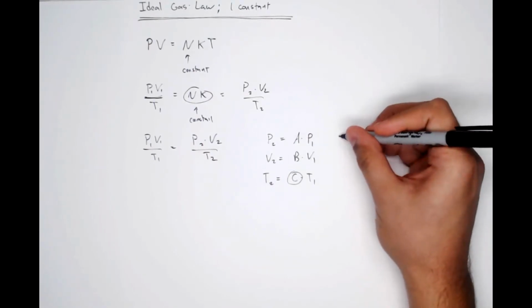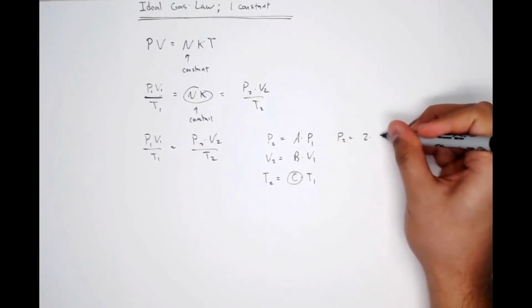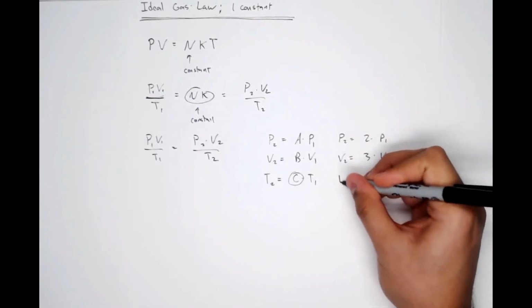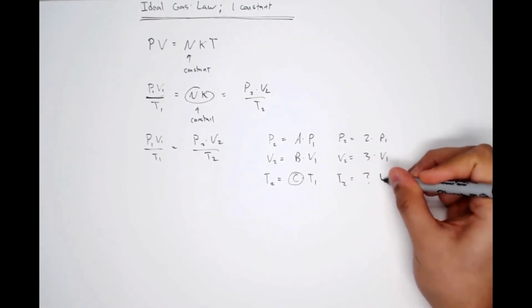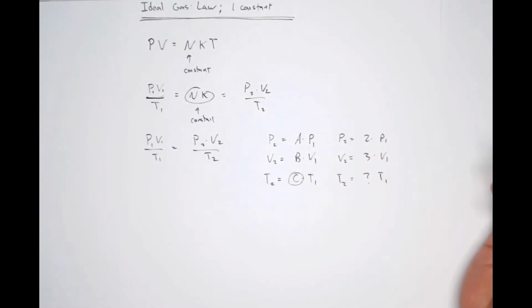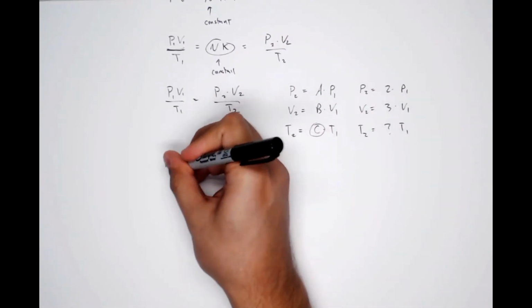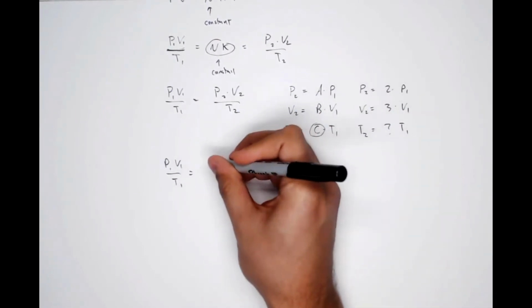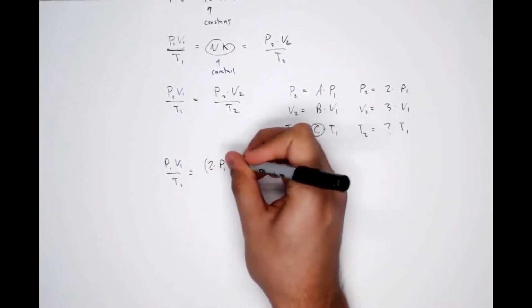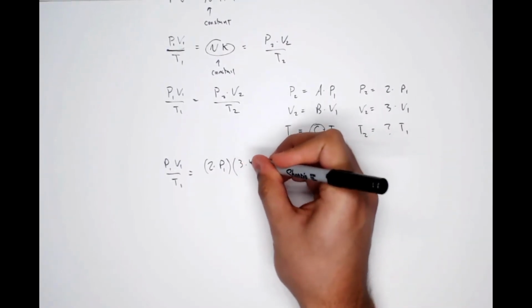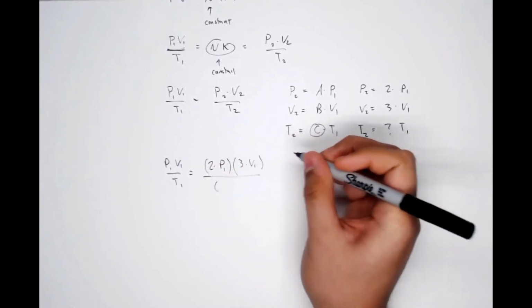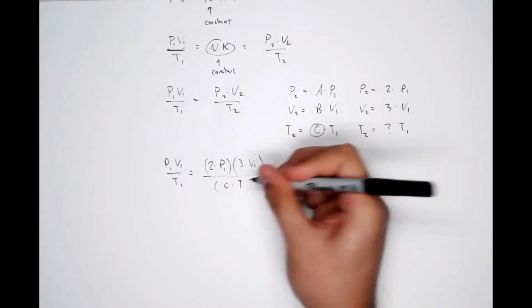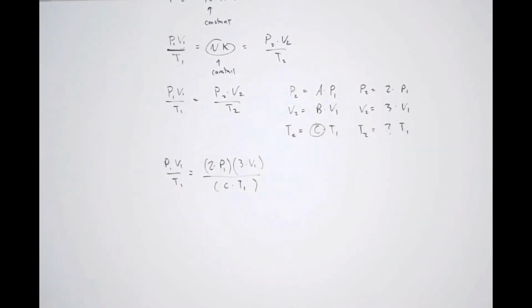So that's it in an abstract form. Well, let me just give you concrete numbers for a second. So let's say P2 is equal to 2 times P1. Let's say V2 is equal to 3 times V1. And the question is saying, what do you have to multiply T1 by to keep the system in equilibrium? So we could come back over and say we're going to have P1V1 over T1 is equal to, instead of P2, I'm going to put 2 times P1. Instead of V2, I'm going to put 3 times V1. And instead of T2, I'm going to put my unknown, I'm calling it C, times T1. And so the question is, what is C?